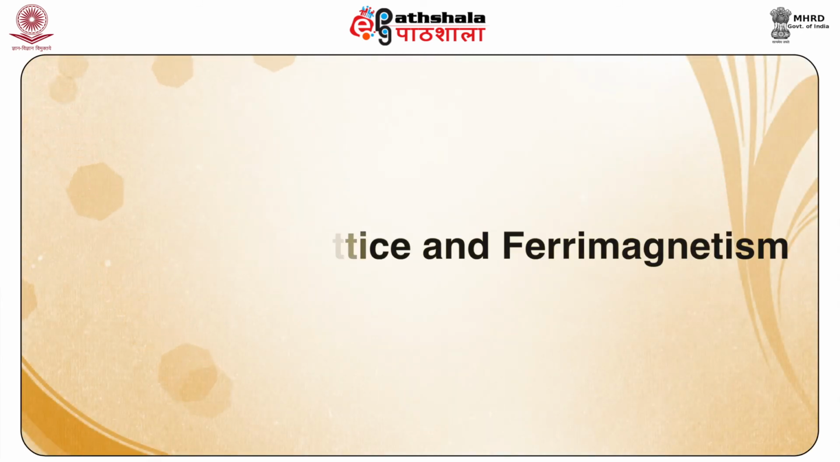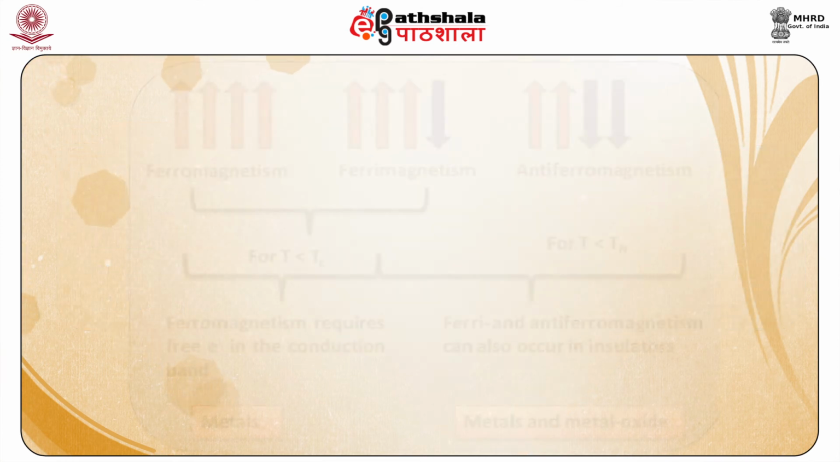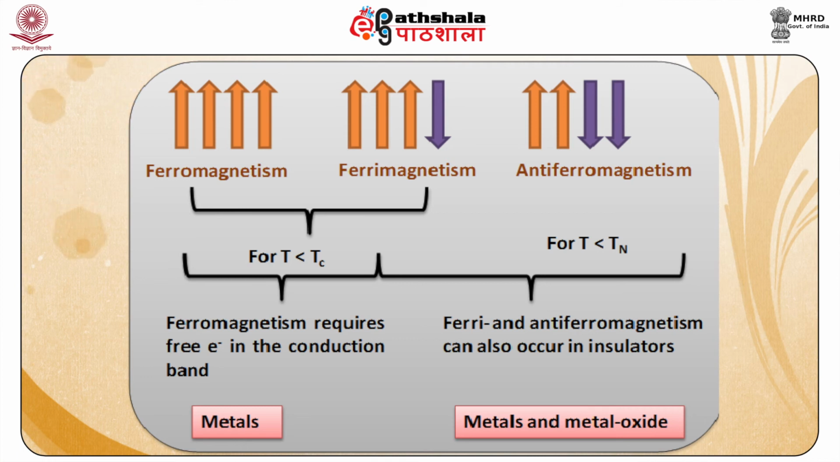Magnetic sublattice and ferrimagnetism. A substance can be divided into two or more smaller lattices, and each sublattice possesses uniform magnetization. Let us consider two sublattices A and B which interact with each other. The corresponding magnetizations are represented by Ma and Mb. When Ma and Mb are equal to each other, the substance is antiferromagnetic. When Ma is not equal to Mb, the substance is ferrimagnetic. It explains that the magnetic moments associated with the two sublattices are not equal.